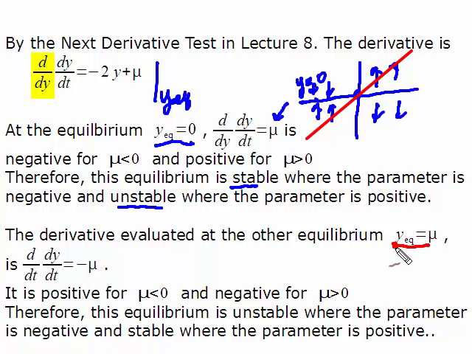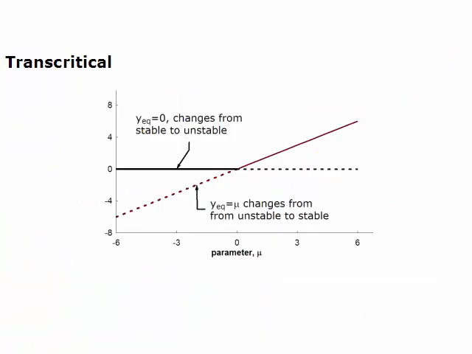Okay, we're looking at this equilibrium value, which is a slope in this case, not a point. And we find out that the next derivative, well, that should be a y, the next derivative is the negative of what the parameter value is. So when the parameter is negative, this turns out to be positive. And the stability is reversed from the previous example, from this previous equilibrium value. So again, we're graphing this against the parameter.